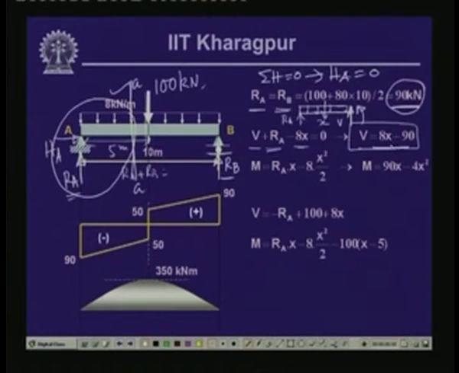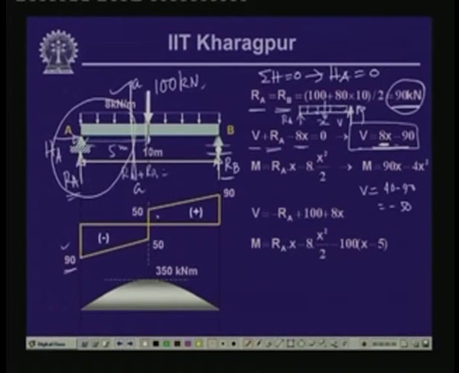So, at x equals to 0, we get a value of shear force equal to minus 90, and this is what is reflected over here, that at x equal to 0, the ordinate is minus 90. Now, at x equals to 5, that means just before this concentrated load, if we calculate the value of the shear force for x equals to 5, V is equal to 5 times 8, which is 40, minus 90. So, this is equal to minus 50. So, the value at this particular point is equal to minus 50.